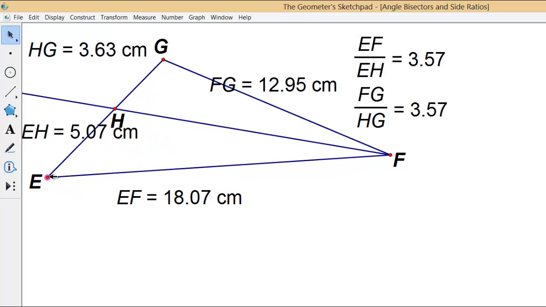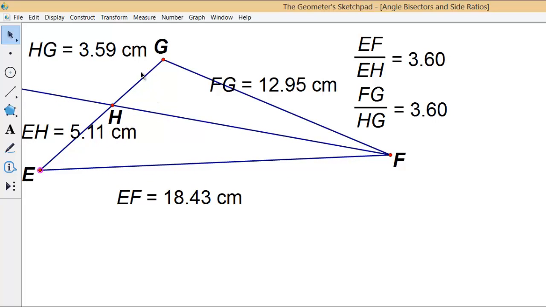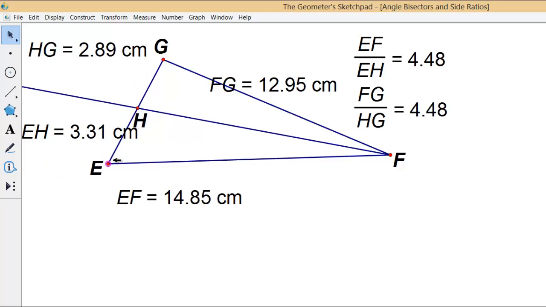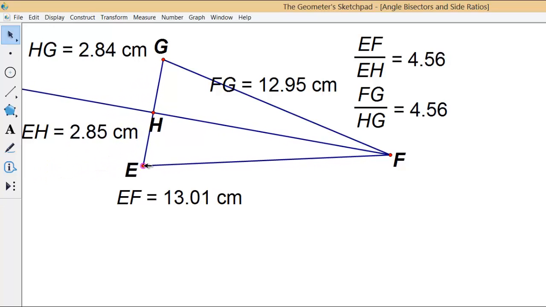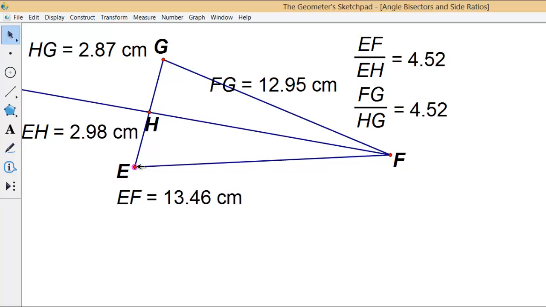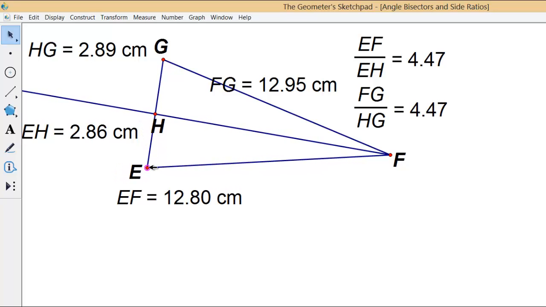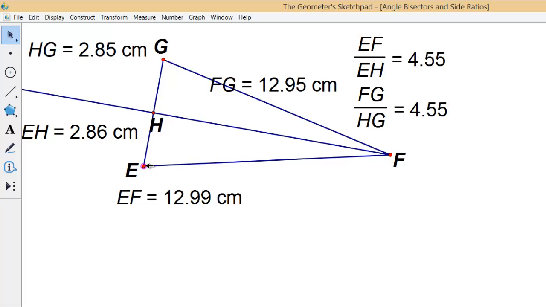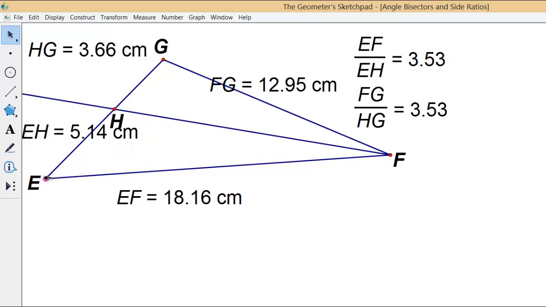And keep an eye on these segment measures. Rarely are they equal, and in fact the only time they will be is when the triangle is isosceles. And so we almost have an isosceles triangle, but it's not always going to be that way.